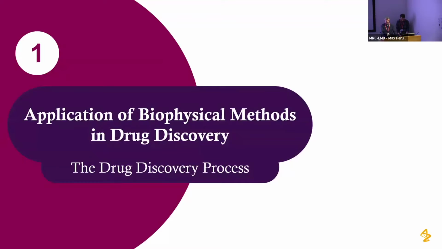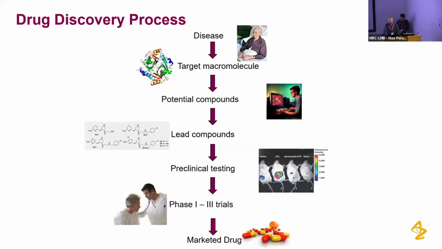So I'll start first with the drug discovery process. Okay, so this is a simplified overview of the drug discovery process. We start off with a disease for which there is an unmet medical need, and then we try to identify a target macromolecule whose function we can intervene with in terms of trying to modify the disease process.